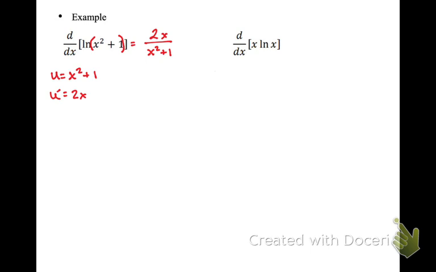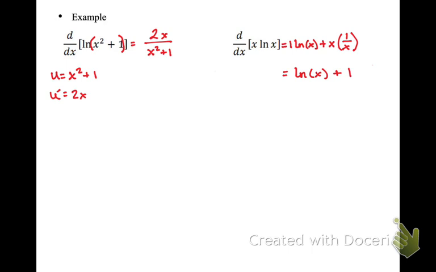Okay, so the first thing is x, right? So what's the derivative of x? 1. So I have 1 natural log of x plus, well, the first thing is x, right? Times, what is the derivative of the natural log of x? 1 over x. So I get what? Natural log of x plus 1?